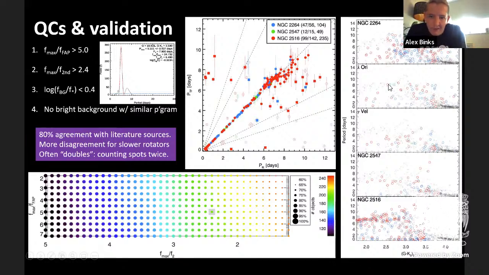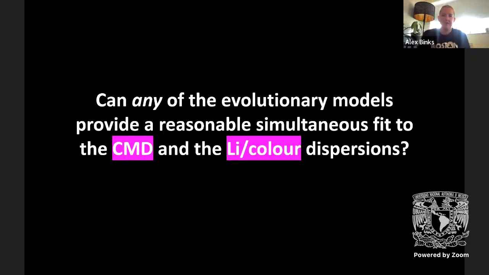Things tend to then spin up by the age of something like Gamma Vel, and then they tend to spin down once again by the time you get to these 100 million year old clusters. So at least it's showing to first approximation what you might expect from gyrochronology. Okay, so let's test some of the evolutionary models. Can they match the color magnitude diagram and the lithium dispersions?